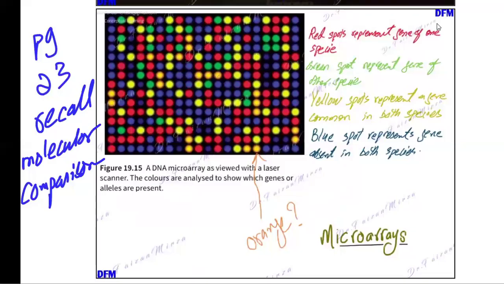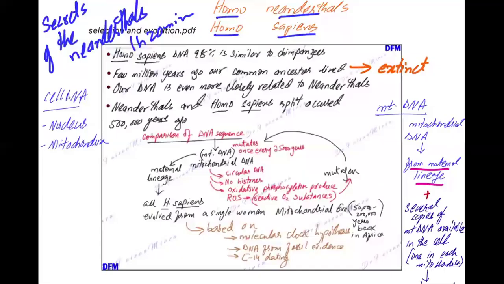Apart from the molecular comparisons that we have just discussed, what else do we need to discuss here? I'll be discussing the details of mitochondrial DNA as well. So let's move on to that. Before I go to mitochondrial DNA, just recall microarray once again.